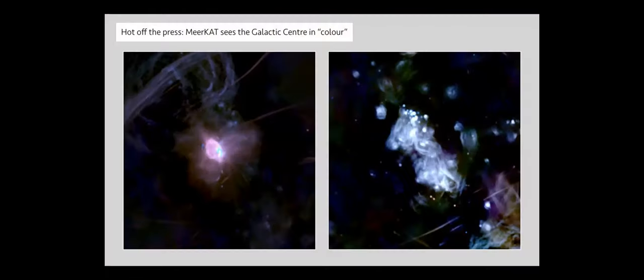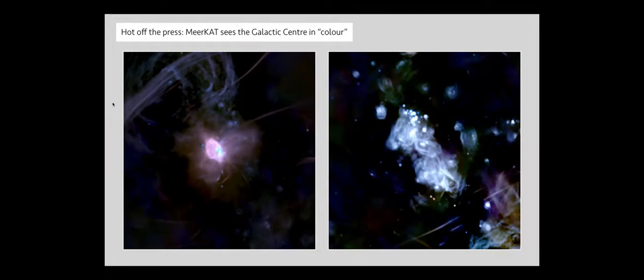And finally, hot off the press, I did this weekend. This is taking advantage of the fact that MeerKAT has this spectral capability. I've essentially imaged the galactic center data in 16 different subbands, and I picked three of these at the lower, middle, and upper end of the band, and just made some RGB images. This is a completely new reprocessing of these data.